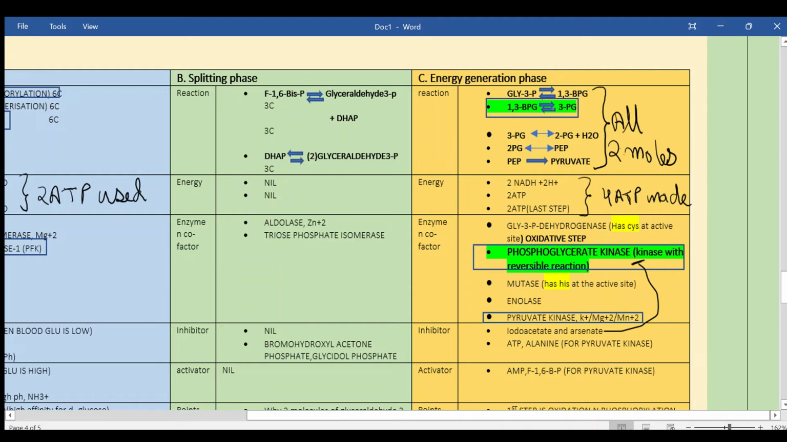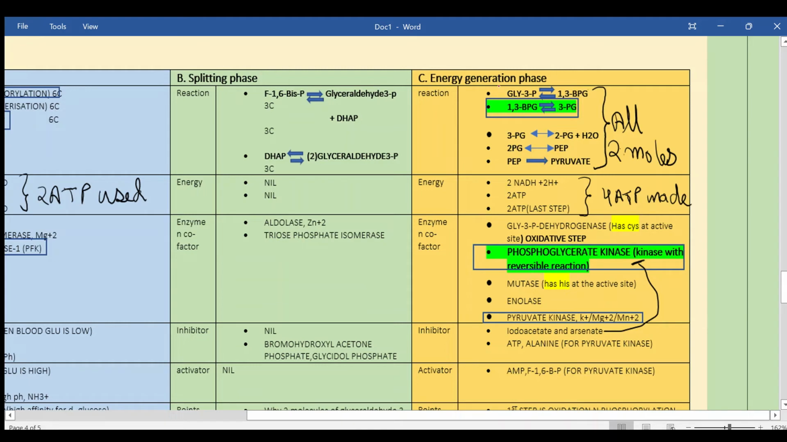1,3-bisphosphoglycerate will convert into 3-phosphoglycerate. This is again an interconvertible reaction. 3-phosphoglycerate will convert into 2-phosphoglycerate along with one molecule of H2O, that is water. Again, reversible reaction. 2-phosphoglycerate converting into phosphoenol pyruvate, that is PEP, which is again reversible, and PEP will convert into pyruvate, and this is irreversible in nature.